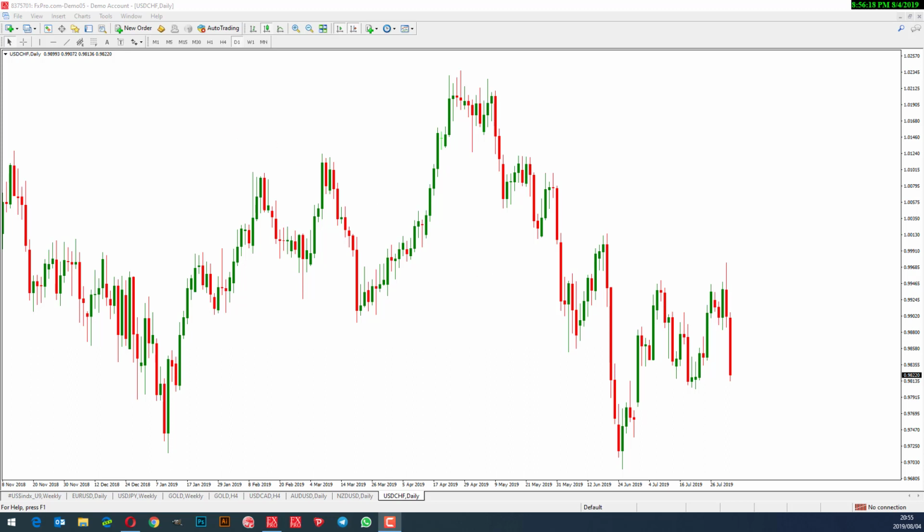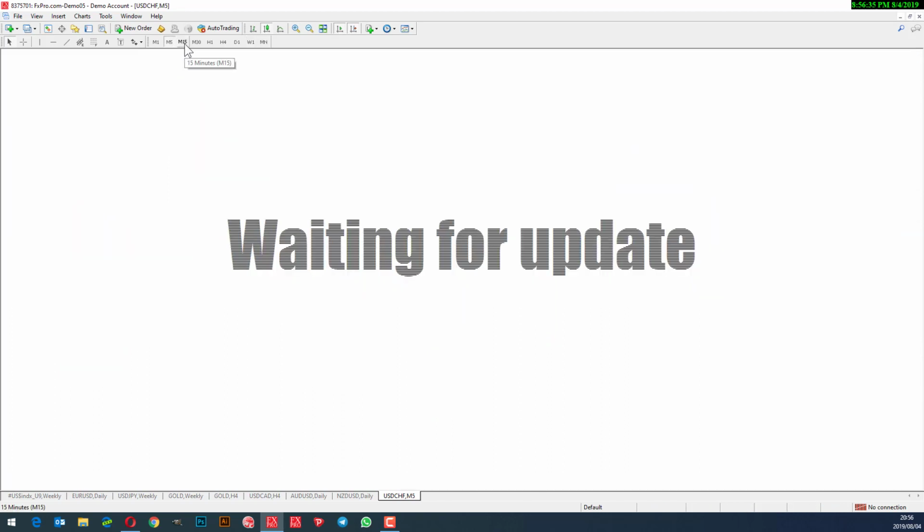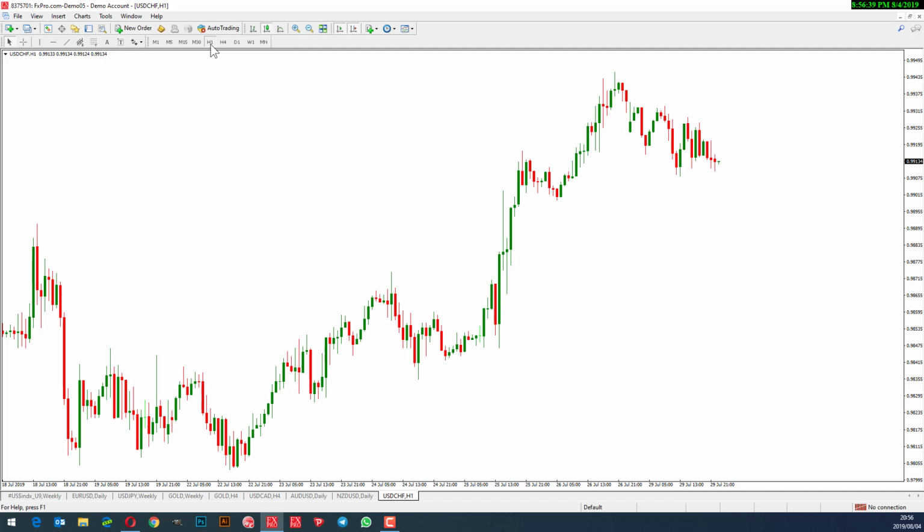So you can move in between the time frames. You can go to a weekly chart. So that means every candle that you see on this chart here is a weekly candle, the opening price of Monday to the closing price of Friday. So you also get M5, M15, M30, H1, you see. So that means every candle represents H1 price movement.